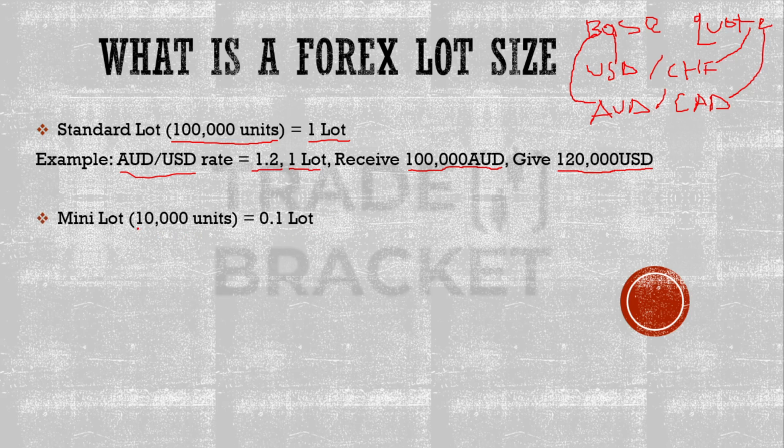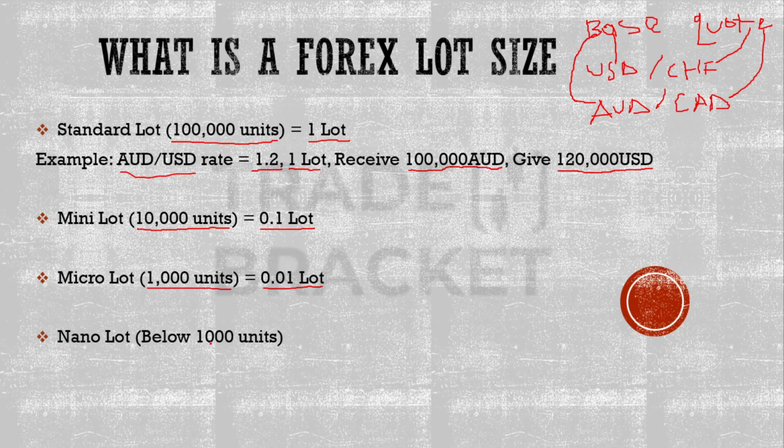Next we have the mini lot. The mini lot is 10,000 units of the base currency, also represented as 0.1 lot. Next we have the micro lot, which is 1,000 units of the base currency, also represented as 0.01 lot. Then lastly we have the nano lot, which is below 1,000 units. Some brokers are able to provide you with a nano lot below 1,000 units. They can, let's say, provide you with 950, 800, and so on.